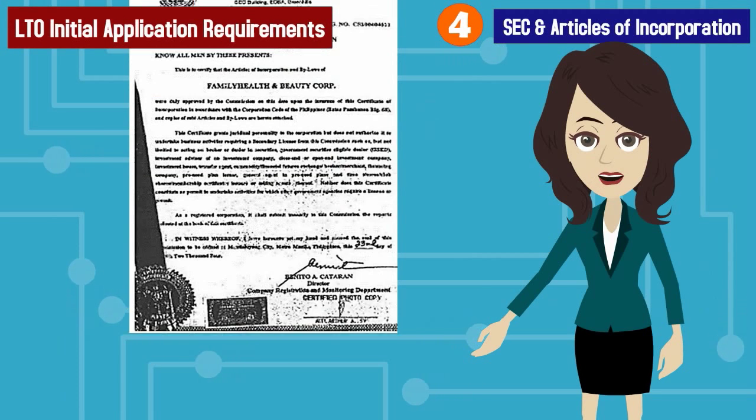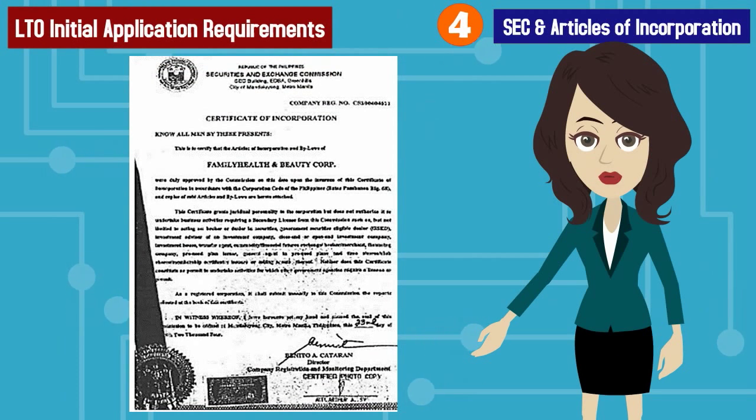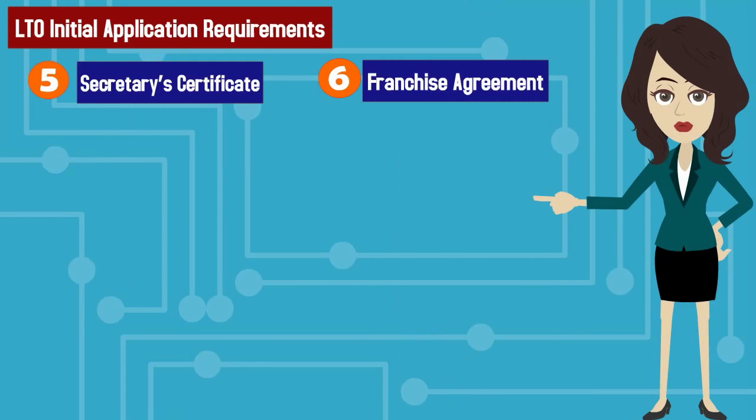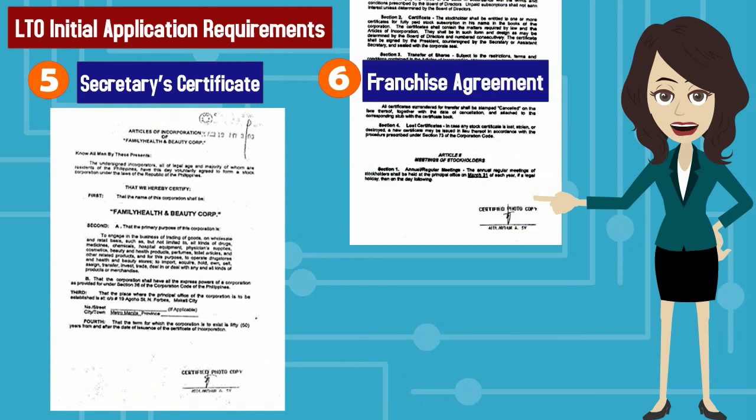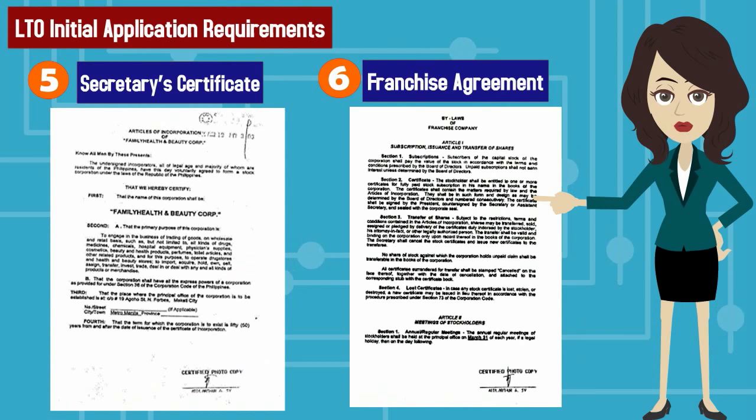Fourth requirement is the certificate of registration for corporation, which is issued by SEC or Securities and Exchange Commission. This certificate is provided by Office of Regulatory Affairs. The fifth requirement is the Secretary's certificate. Next, sixth requirement is the franchise agreement. Both of these are provided by the Office of Regulatory Affairs.